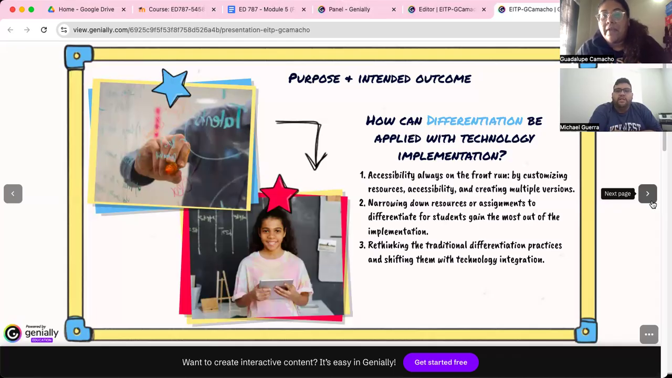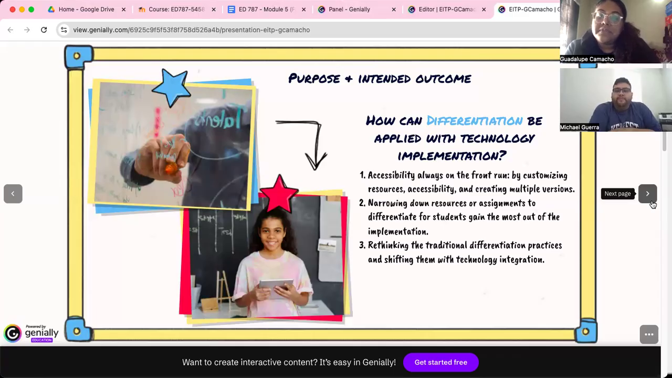No, I like your second point where it says narrow down the resources or assignments. That way we're being more intentional about what we are actually going to use this technology for, like you said, to get more bang out of your buck. We're not wasting our time trying to just put everything online. So I really think that's a good point.